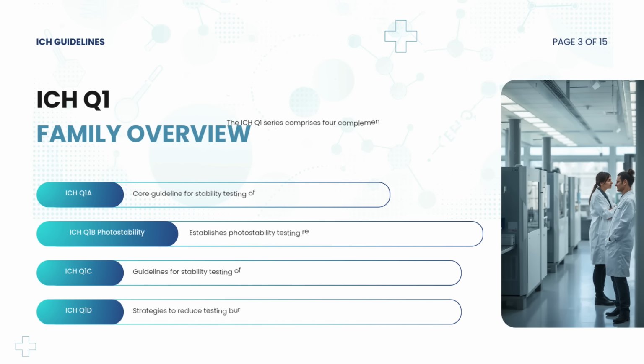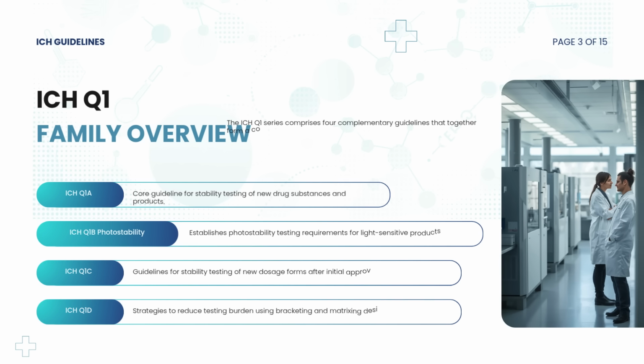So, today we are diving deeper into the ICH Q1 family of guidelines. These guidelines are crucial in establishing a robust framework for pharmaceutical stability testing, ensuring the global regulatory standards are harmonized effectively. The ICH Q1 series is divided into four key guidelines. There is one more I will explain later. So ICH Q1A is the core guideline that outlines the stability testing requirements for new drug substances and products. It is the foundation upon which all other guidelines are built.